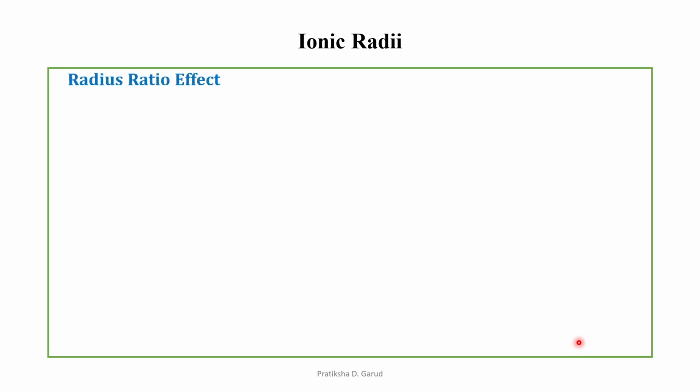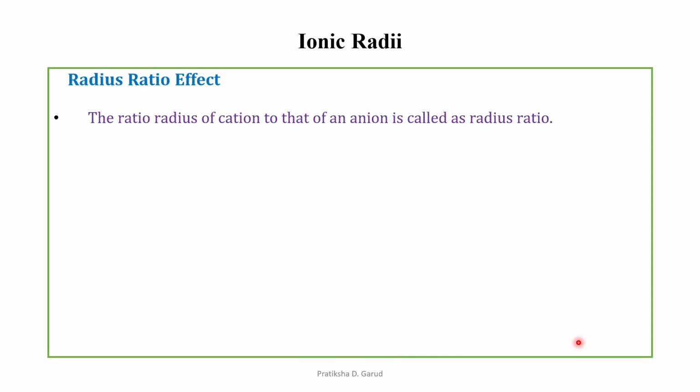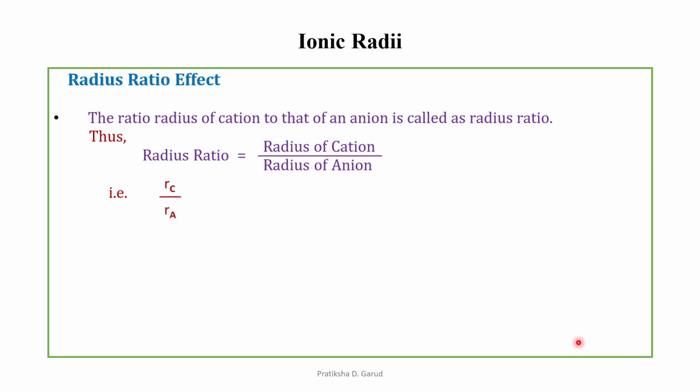Then the next point is the radius ratio effect. So what is the radius ratio effect? The ratio of radius of cation to that of anion is called the radius ratio. Thus, radius ratio is equal to radius of cation to radius of anion, that is RC upon RA, and this should be less than 1. Radius ratio should always be less than 1.